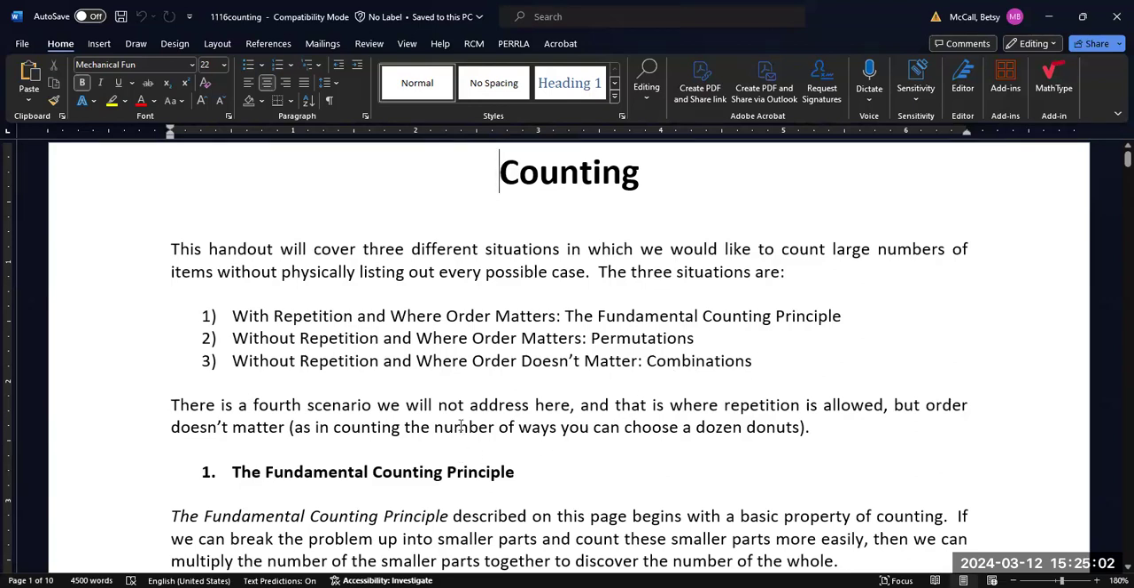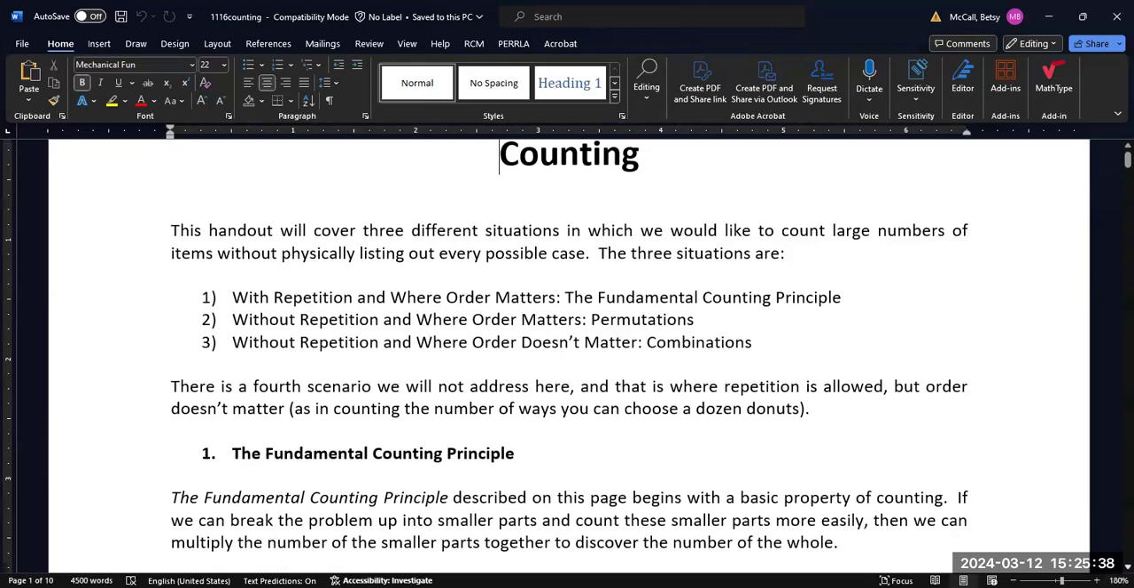Now, there are other counting situations, particularly a fourth scenario where repetition is allowed, but order doesn't matter, as in counting the number of ways that you can choose a dozen donuts, for instance, when you can choose multiple versions of the same donut, but you don't care what order you take those donuts in. That I will leave aside for now, but we don't usually use that a lot in probability calculations. We do use these three methods much more frequently. So those are the ones we're going to focus on.